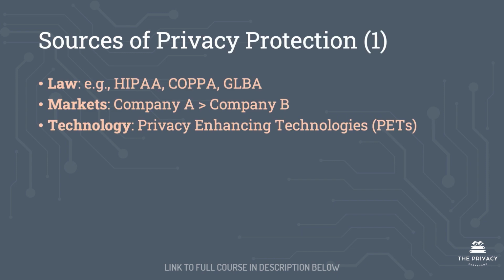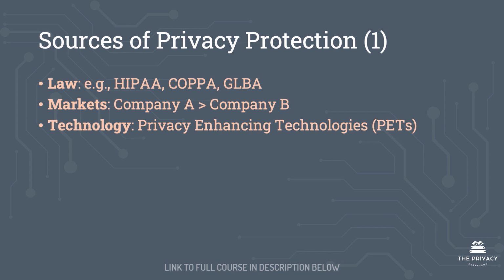Altogether, there are 5 sources of privacy protection. We're going to discuss 3 on this slide and the next 2 on the following slide. The 3 sources of privacy protection we're discussing here are law, markets, and technology. Law is pretty straightforward. This is a law that's passed by Congress, signed into law by the president, and then upheld by the courts. Examples include HIPAA, COPPA, and GLBA.